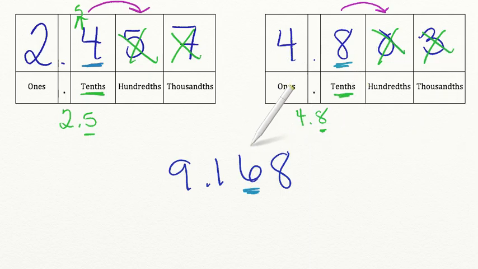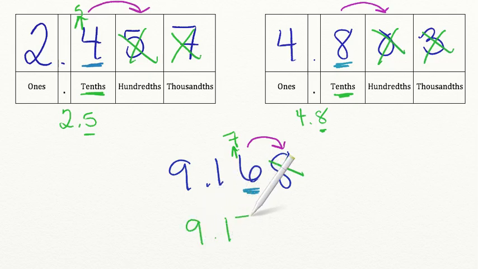My second step is to look at the number directly to the right of my underlined place value. Since 8 is 5 or greater, I'm going to round my 6 up to a 7 and cross out my remaining place values. That means that my rounded value is 9 and 17 hundredths. And again, since we were rounding to the hundredths place, we made sure that we ended our rounded number on the hundredths place.